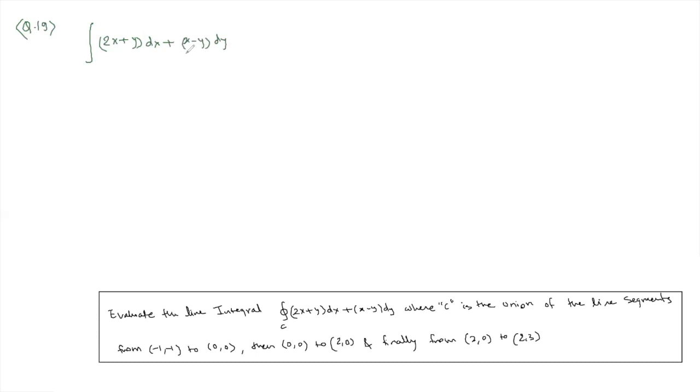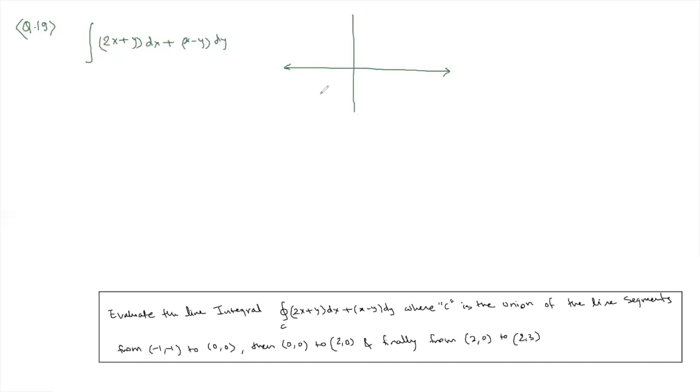segments from (-1, -1) to (0, 0). Then from (0, 0) to (2, 0). And finally from (2, 0) to (2, 3). Okay. Oh, this is the new one, right? This is a new one.